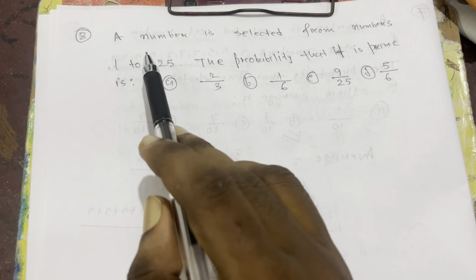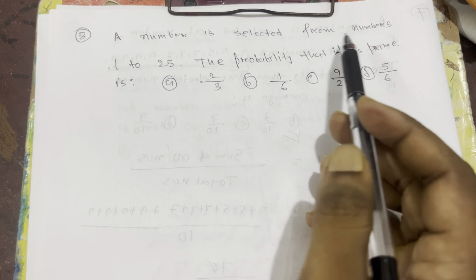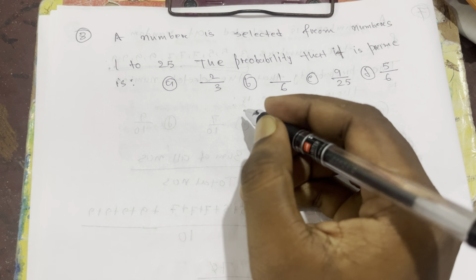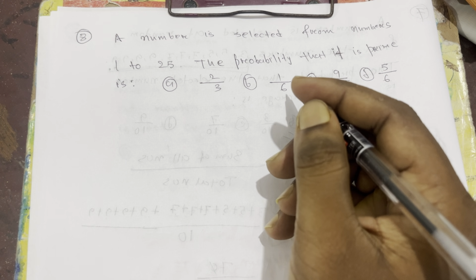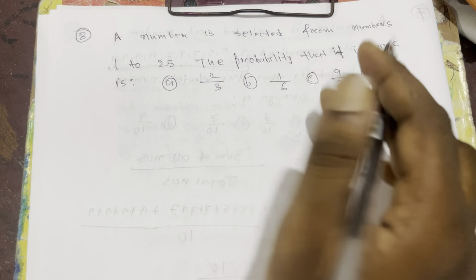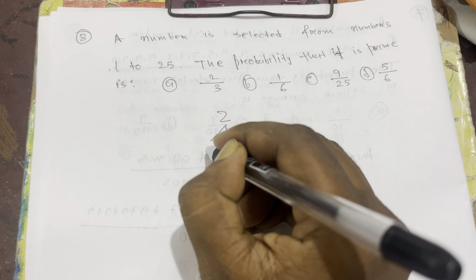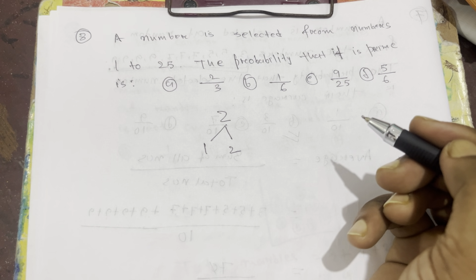Okay, question number 8. A number is selected from numbers 1 to 25. So we have 25 numbers, 1 to 25. If you select a number, then the probability that the number will be prime. So first you should clear the concept of prime. What do you mean by a prime number? A number is called prime if it has two divisors. Suppose 2 is a prime number because 2 is divisible by 1 and 2 itself.